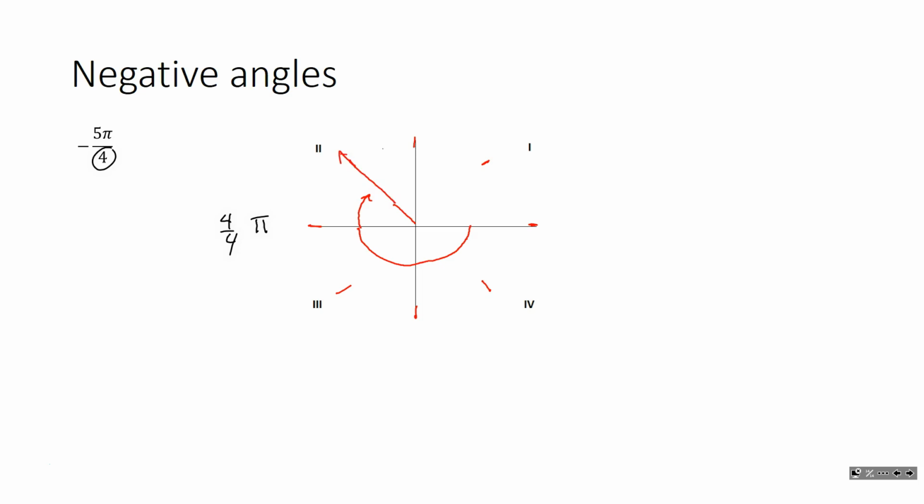And notice that we don't need to use a negative angle. It could have been more concisely described as 3 pi over 4. That's a positive angle, and it's within the first revolution. This is the way we'll normally write these.